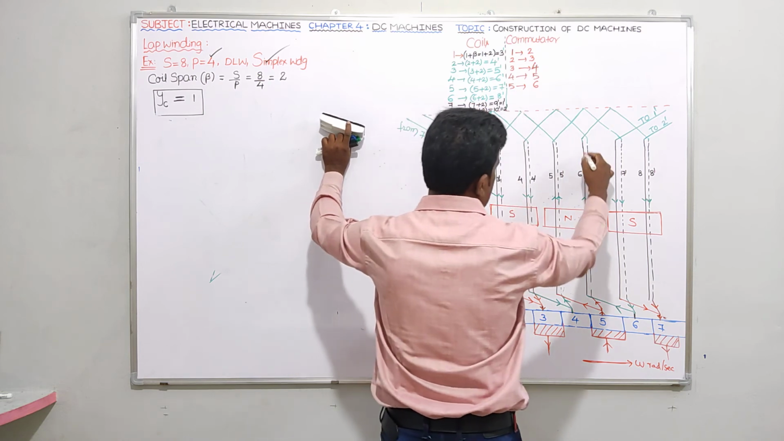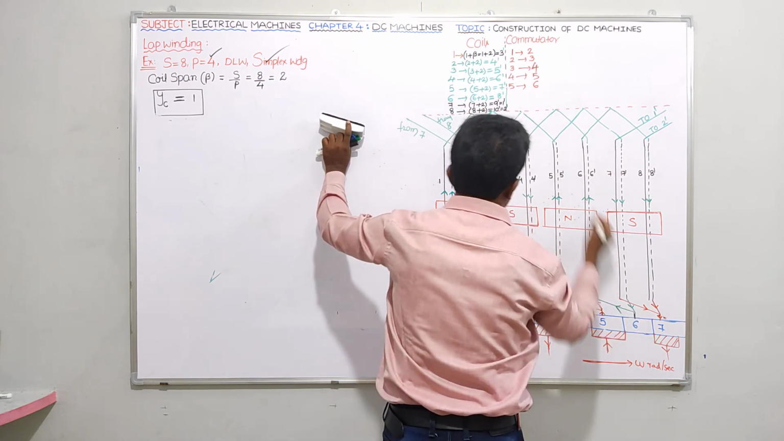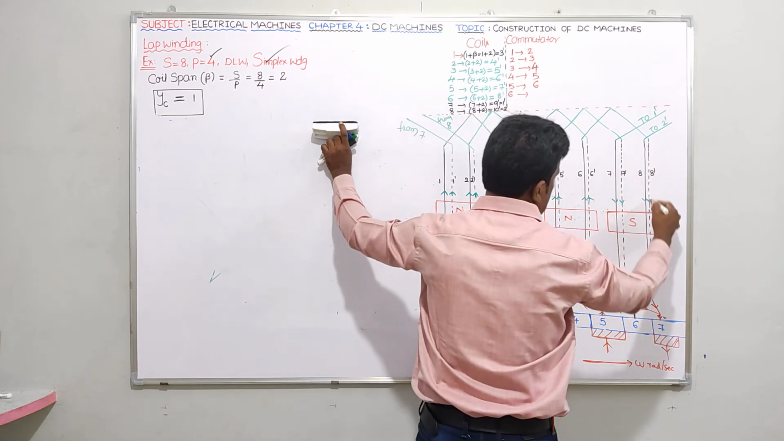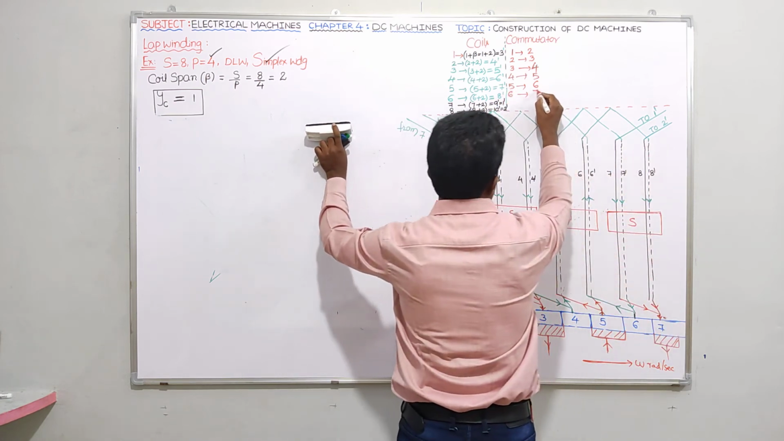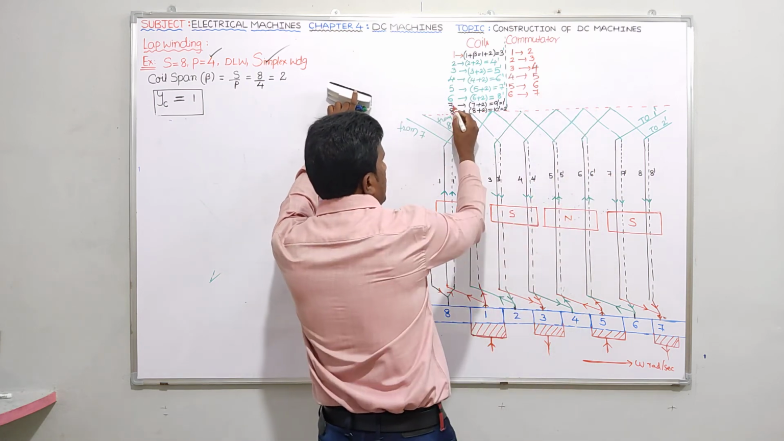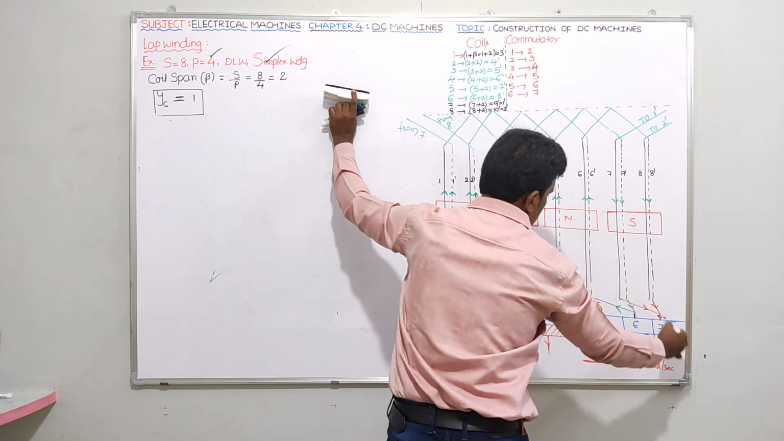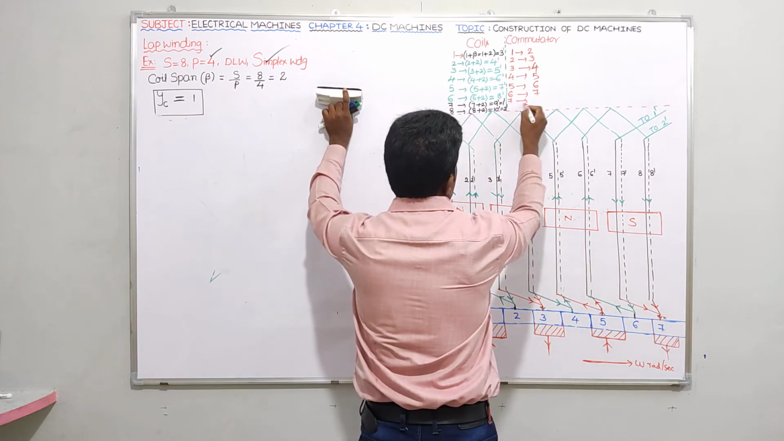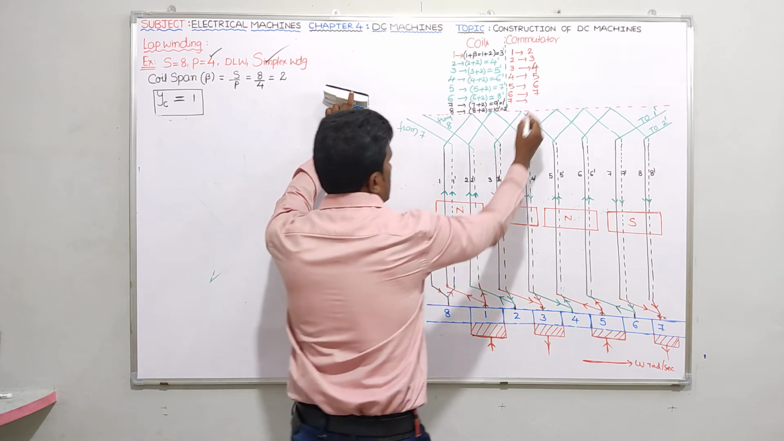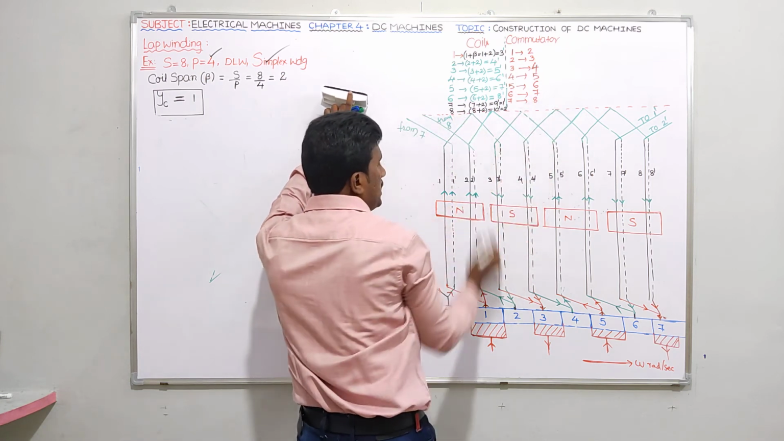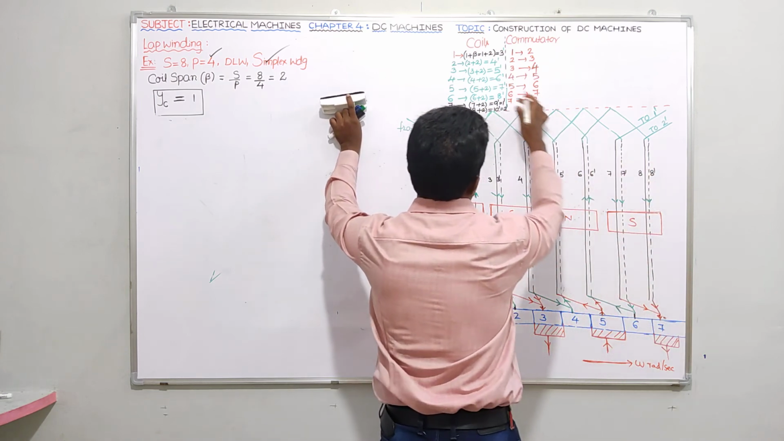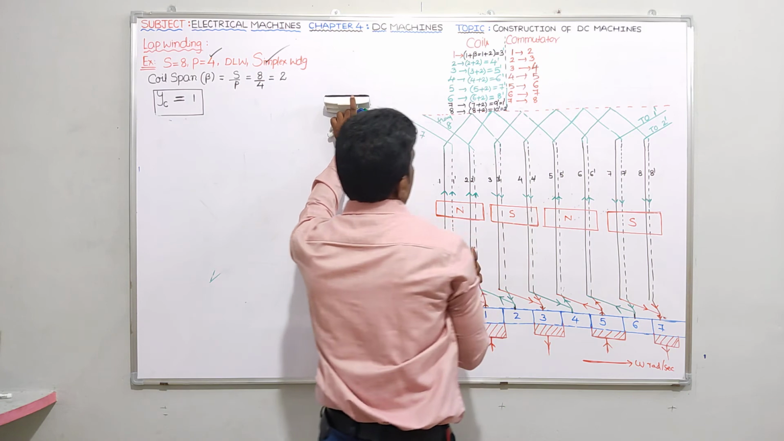Similarly, the sixth conductor is connected to the 6th segment, and the 8 dash conductor is connected to the 7th commutator segment. Next, the 7th conductor is connected to the 7th commutator segment, and 1 dash is connected to the 8th segment. Next, the 8th conductor is connected here, 6 to 7, 7 to 8, okay.